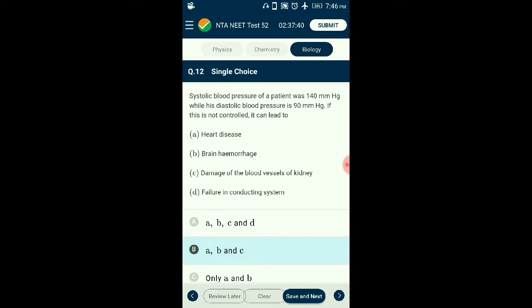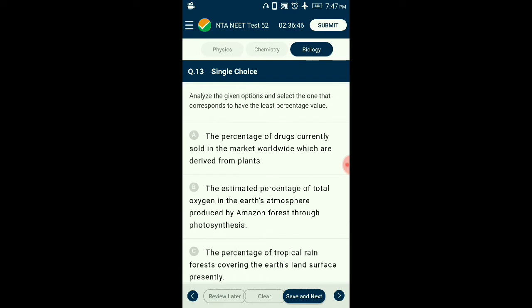With blood pressure 140 mmHg systolic and diastolic blood pressure 90 mmHg, if this is not controlled, it can lead to heart disease, followed by brain hemorrhage and damage of blood vessels of the kidney. Analyze the given options and select the one that corresponds to have the least percentage value.